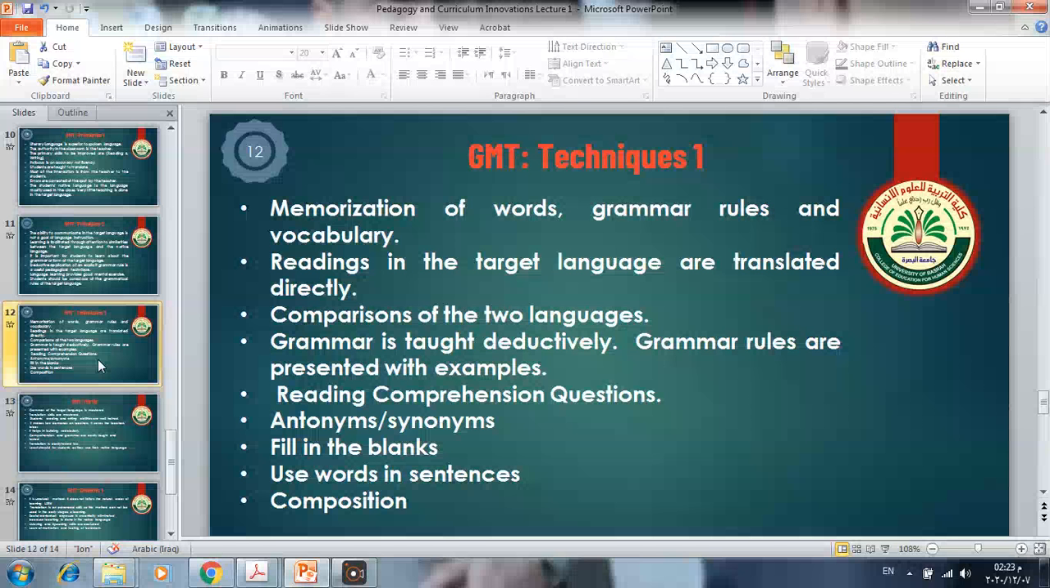So the students are given sentences with gaps, and they are asked to fill in these gaps. And they are given words, and they are asked to put these words in sentences. In the other technique, they are asked to write compositions.